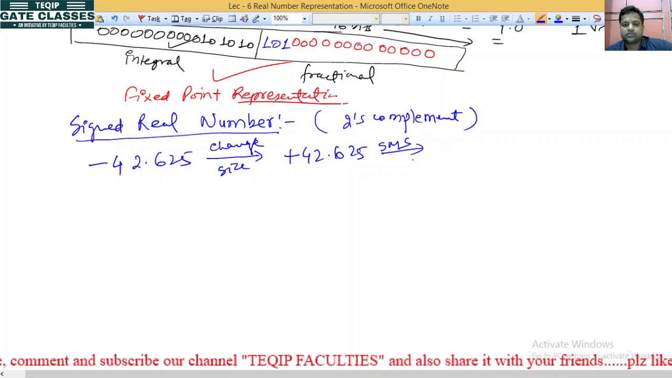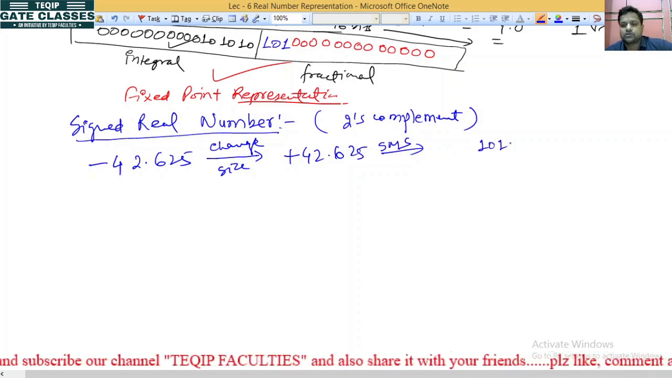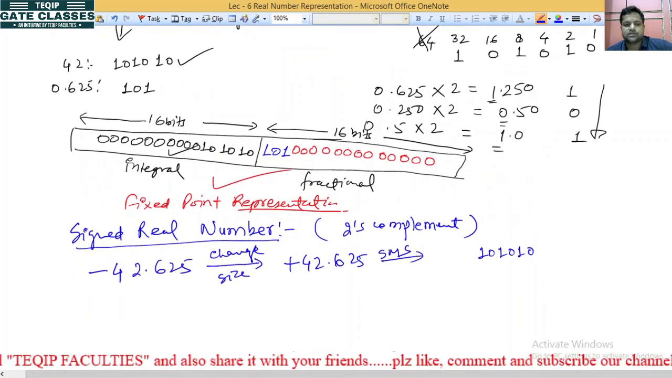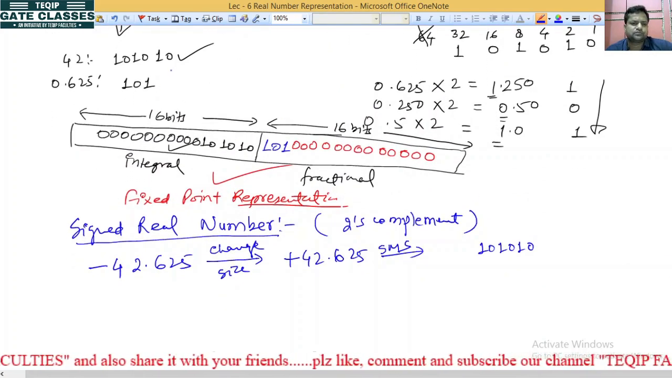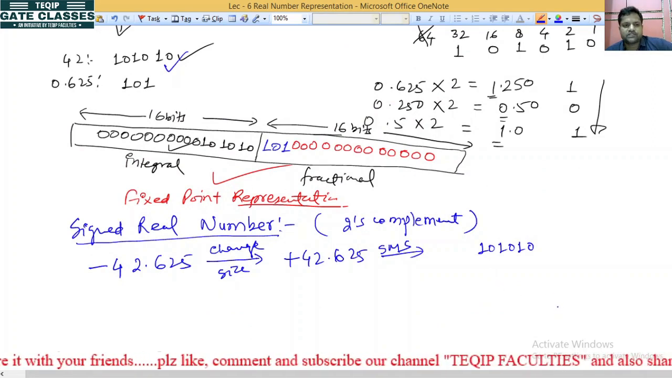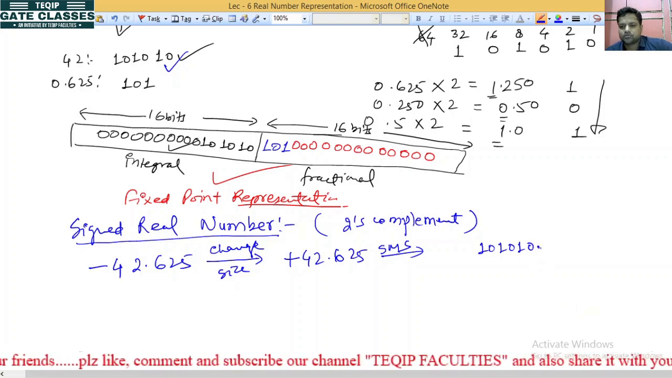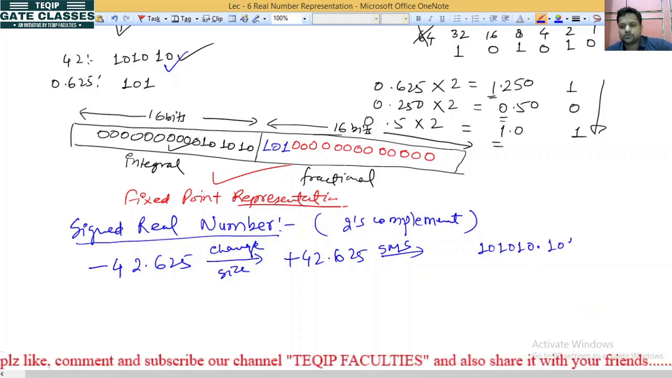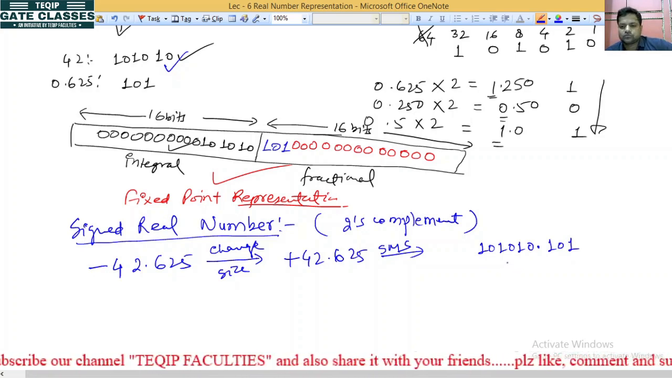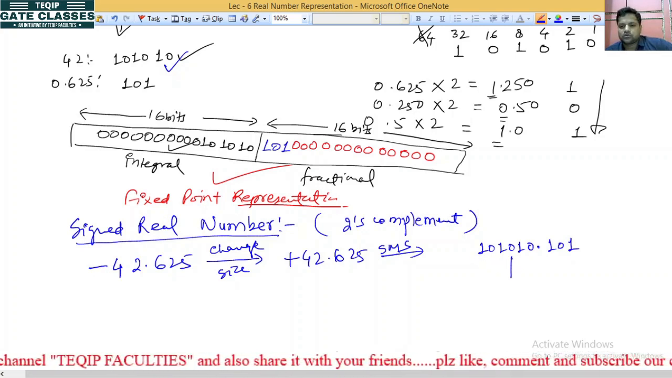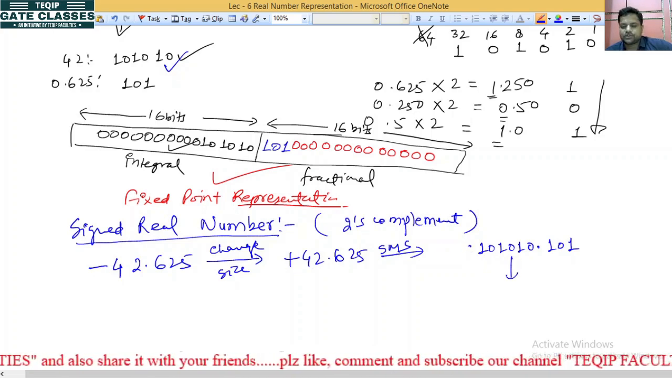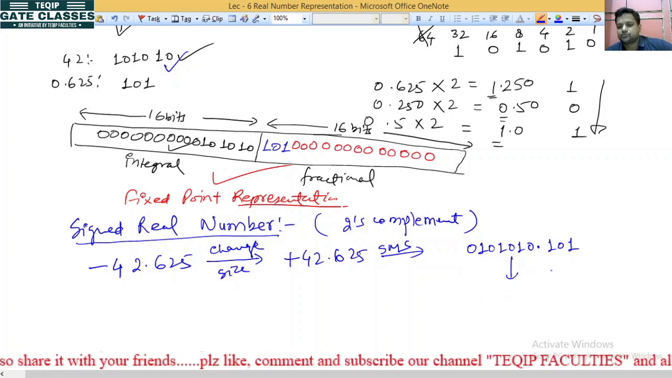So in SMS, 42 is 101010. I have already calculated. See here, I have already calculated. And 0.625 is 101. Okay, now, since the sign is positive, it is 0 here, place 0 here.